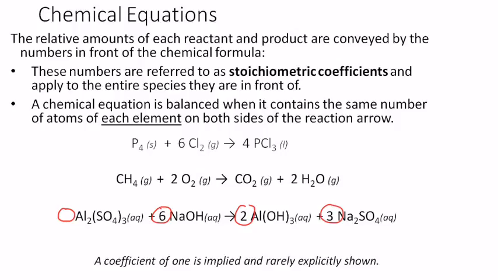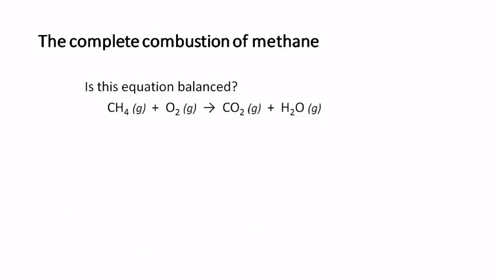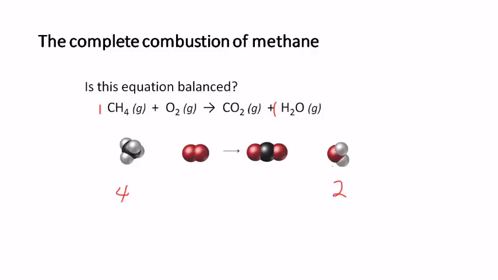I've got a couple visuals to go along with that idea. If we go with coefficients of 1 across the board for everything here, a 1 here, 1 here, 1 here, and 1 here, is it balanced? You would say no. Looking at a visual, if we count hydrogens, the little white orbs, we have 4 hydrogens over here and 2 hydrogens over here. So no, it is not balanced.